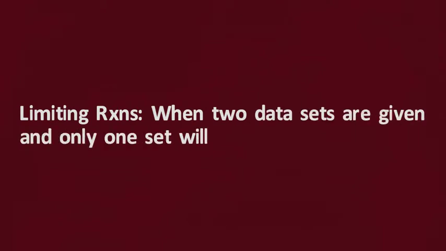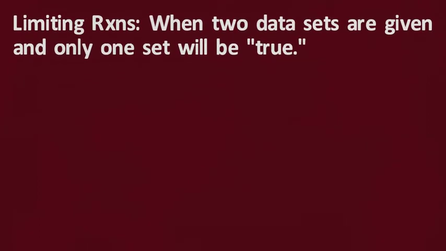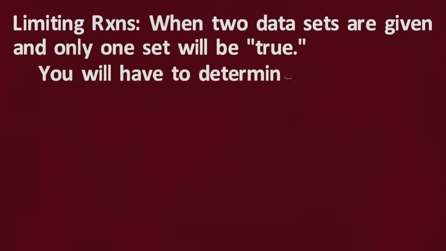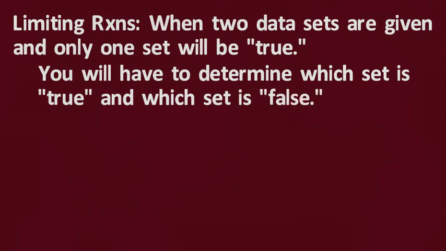So limiting reactions is when there are two data sets. They give you two amounts, but only one set will be true, the other will be a lie. And it's up to you to determine which data set that they give you is true, and the one that is false is the one that you're going to have to determine. Let's go right to an example.